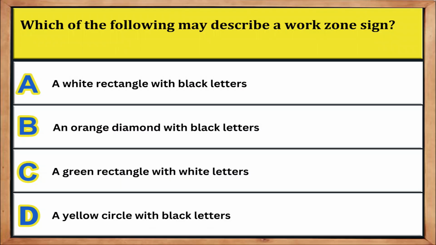Next question. Which of the following may describe a work zone sign? A. A white rectangle with black letters. B. An orange diamond with black letters. C. A green rectangle with white letters. D. A yellow circle with black letters.